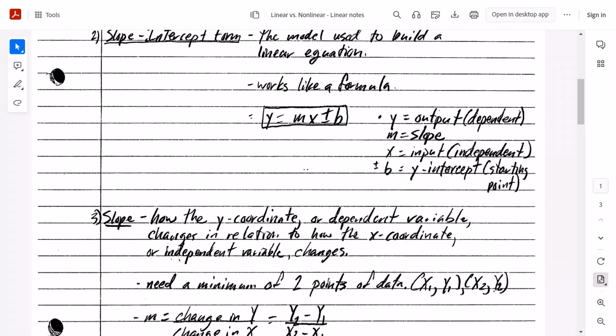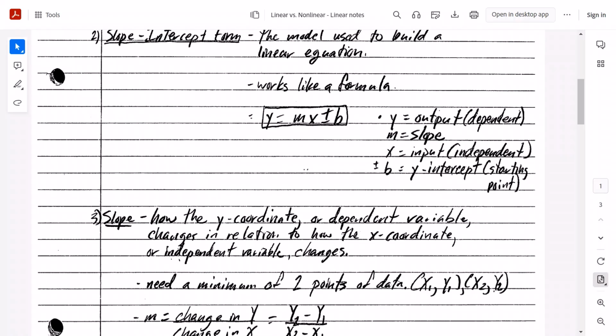I kind of made that sloppy. X is your input, or your independent variable. I'm going to get that wrong, so just read what I wrote, and if I say it wrong, I apologize. But your input is your independent variable.